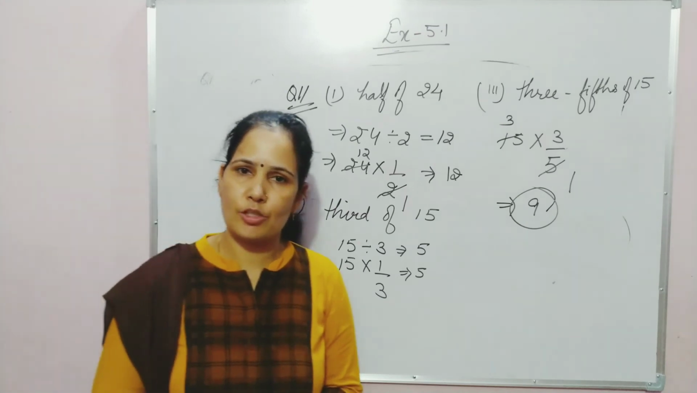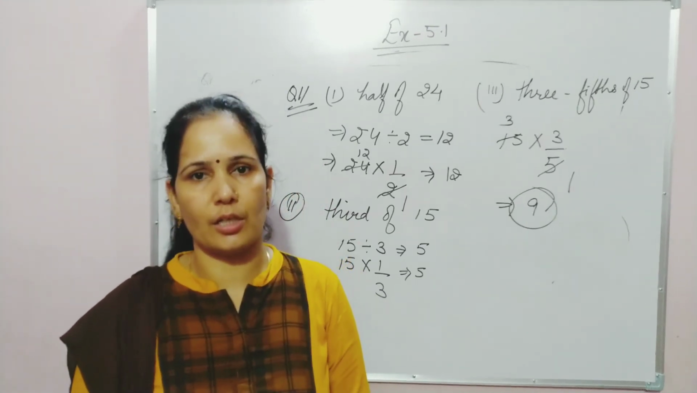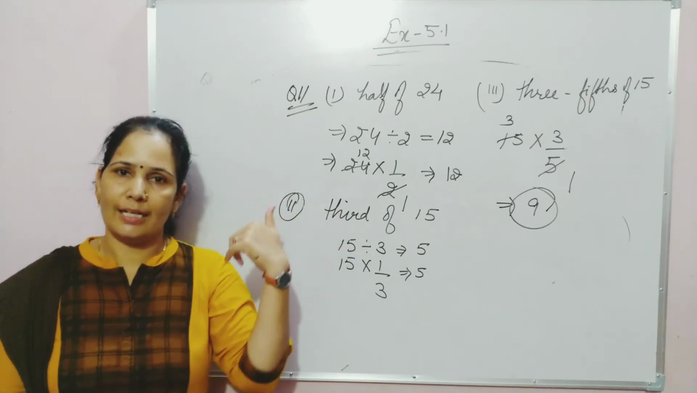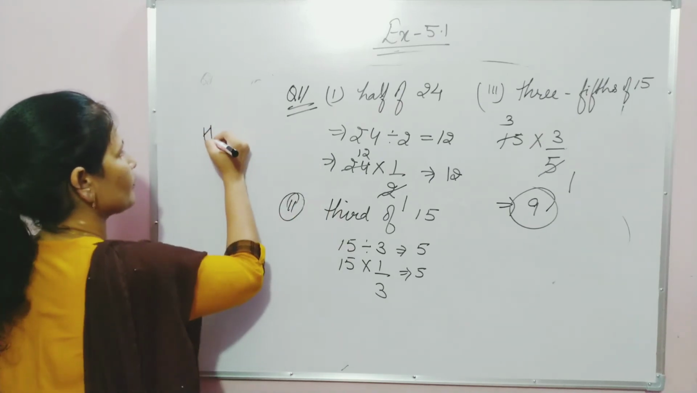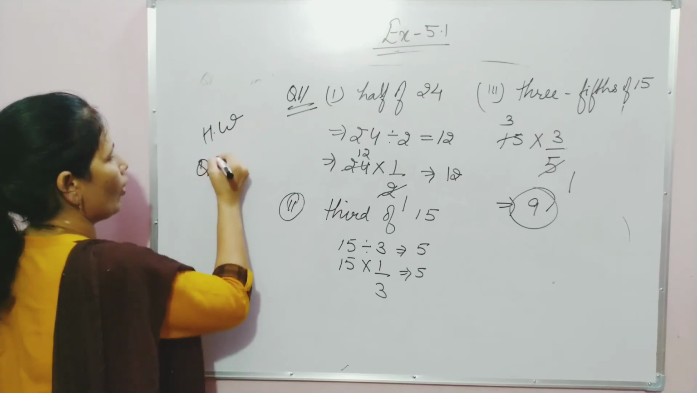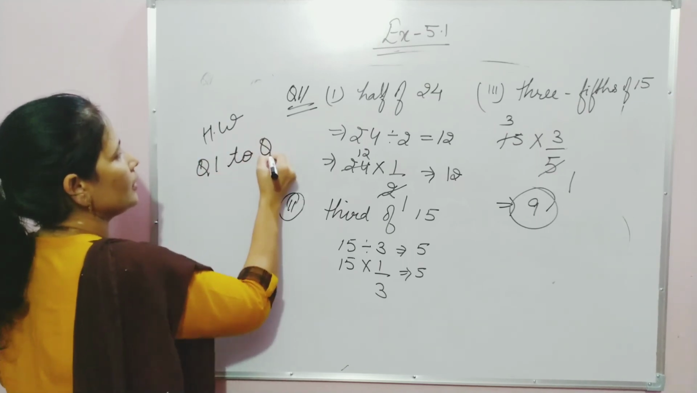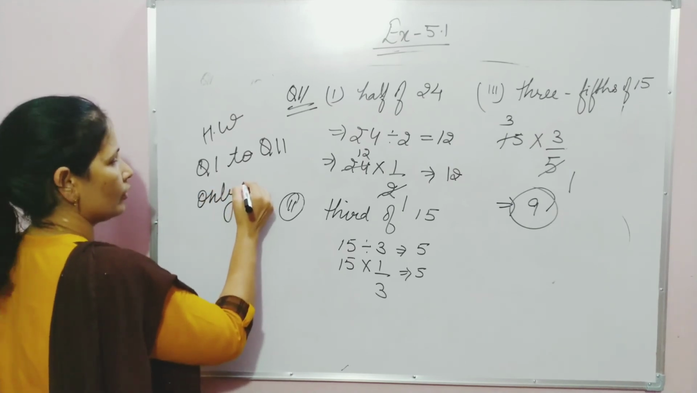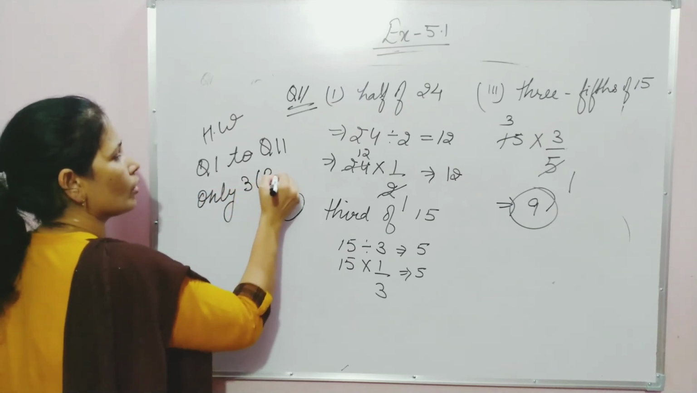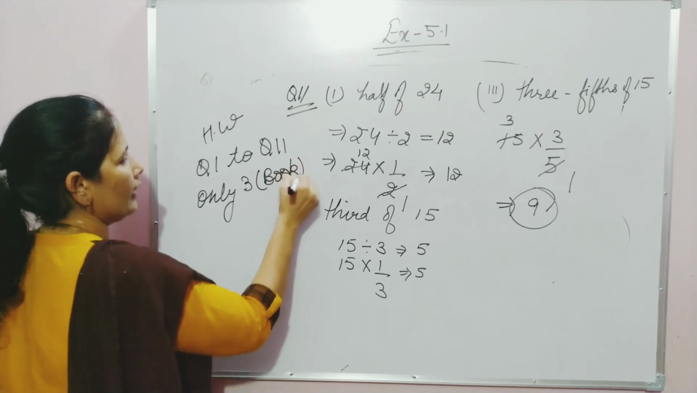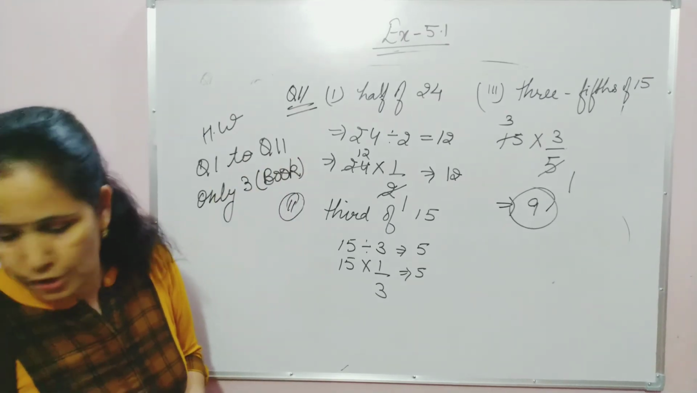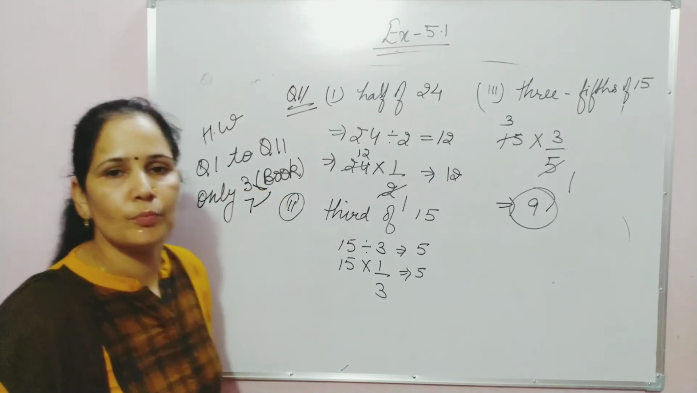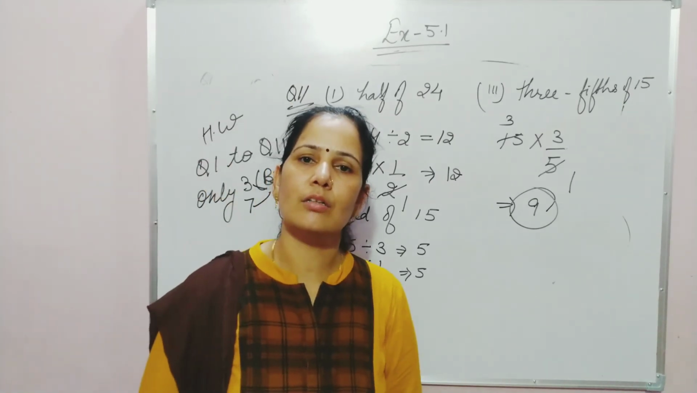Now for today this much only, and in your fair register you have to solve question number 1 to question number 11. It's your homework. Only question number 3 you have to do in the book. And the other one is question number 7. Questions number 7 and 3 only you have to do in the book, and the rest of the questions in your register.